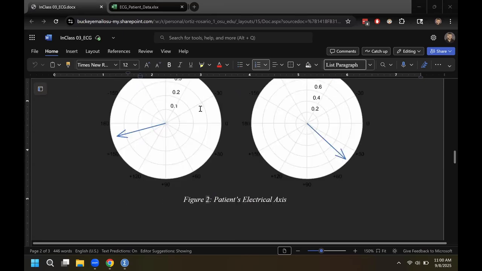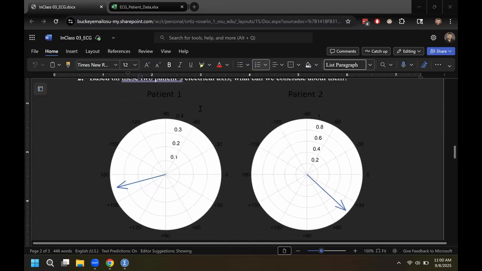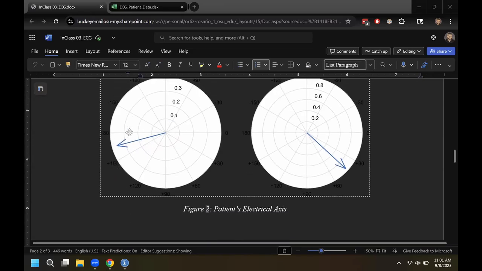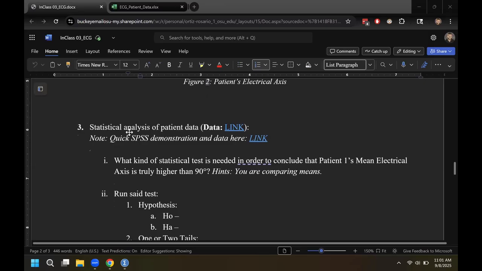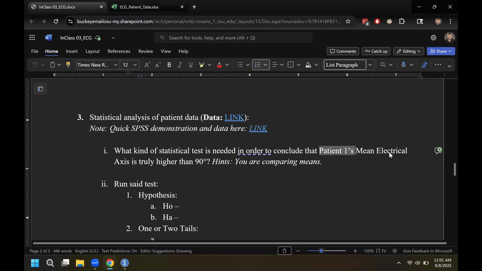And one of the cases that we have is that we have monitored two individual patients that have slightly different mean electrical axes, and we're trying to figure out whether they're statistically significant from a few factors. The first test that we need to perform is basically whether I can conclude that patient one's mean electrical axis is truly higher than 90 degrees.